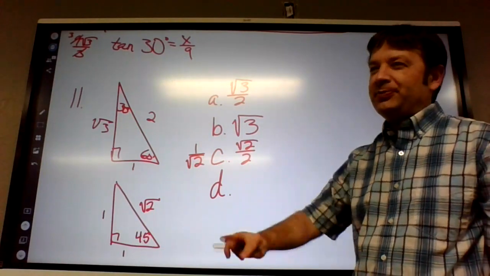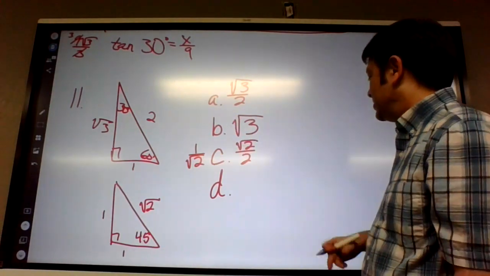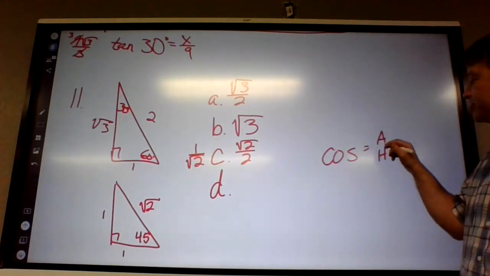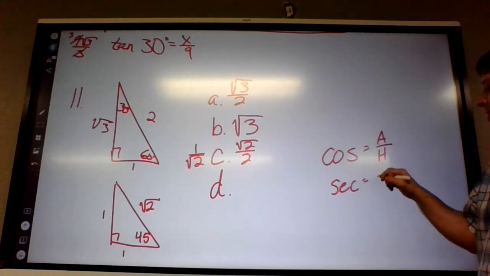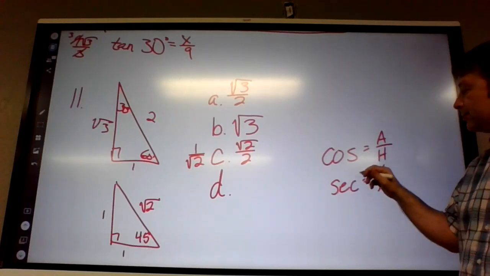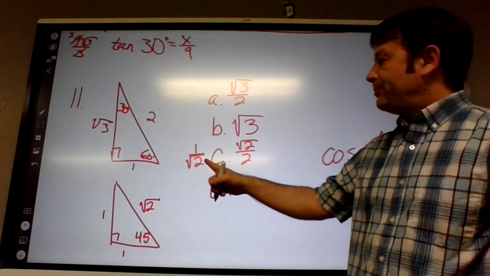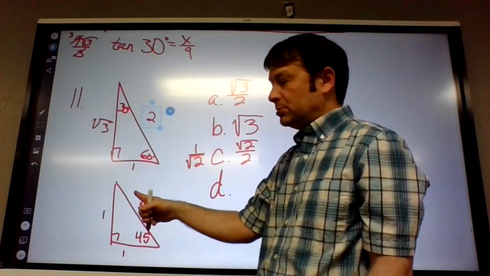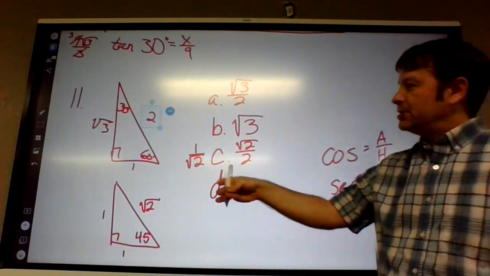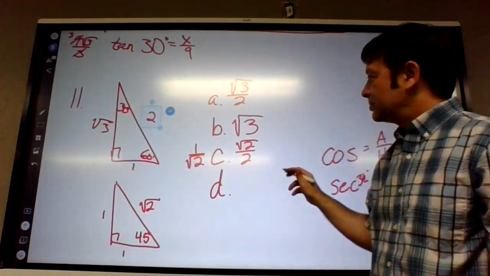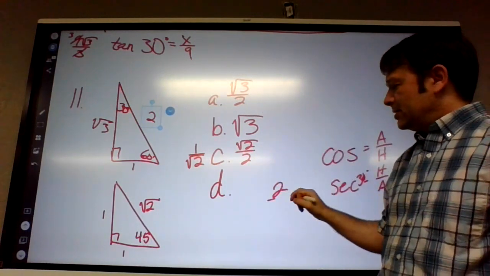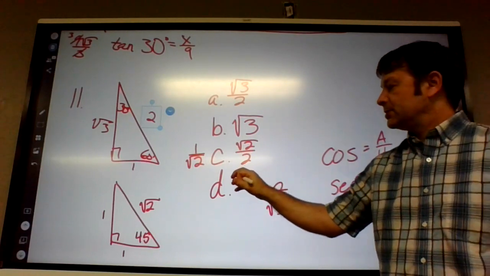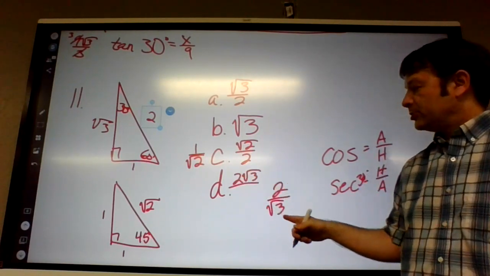Alright, 11D, secant of 30. Secant is what upside down? Cosine. So cosine is adjacent over hypotenuse, which means secant is hypotenuse over adjacent. So secant of 30, hypotenuse is 2 and adjacent is square root of 3. So 2 over square root of 3. But you can't leave square root of 3 on the bottom, so multiply the top by square root of 3, and multiply the bottom by square root of 3.